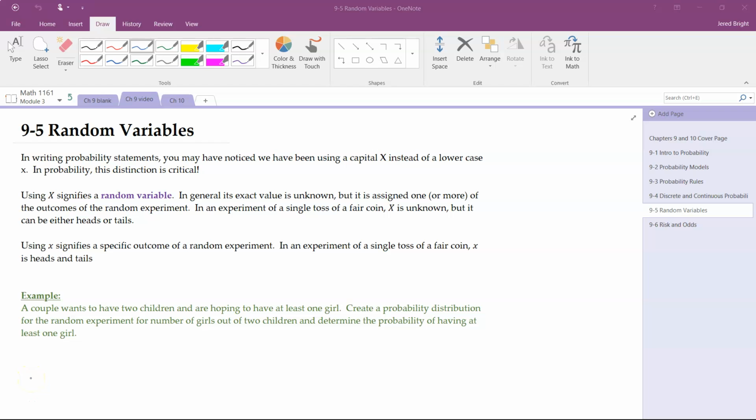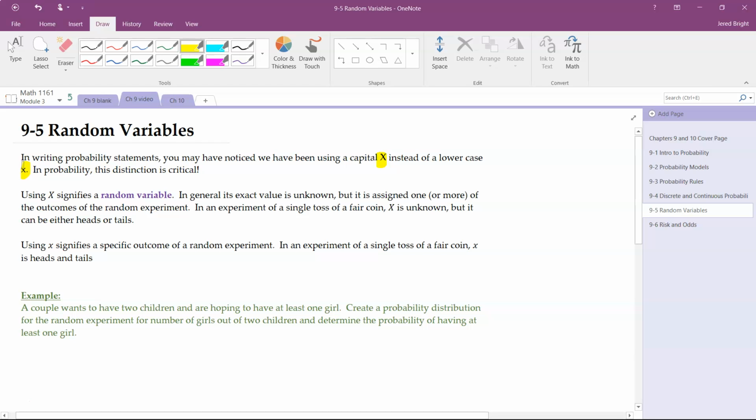In our work so far with probability statements, you may have seen that we use this capital X notation instead of what we might normally associate to variables in math as lowercase, right? So there is a difference. When we use the uppercase X, it indicates a random variable. And so the distinction here between a normal variable and a random variable is subtle. The idea with a random variable is that we do not know its exact value at the beginning.